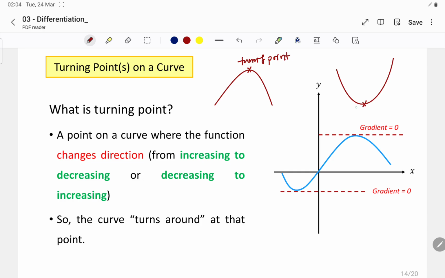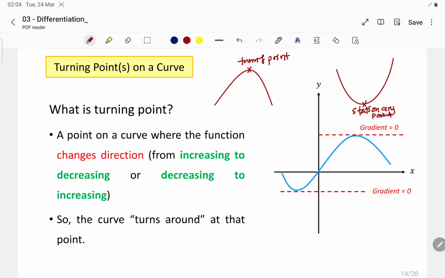So at this point, the curve actually turns around. So that is why we call it a turning point. We call it a turning point or stationary point also can. Inside your question, sometimes they're going to ask you to find the stationary point or to find the turning point.